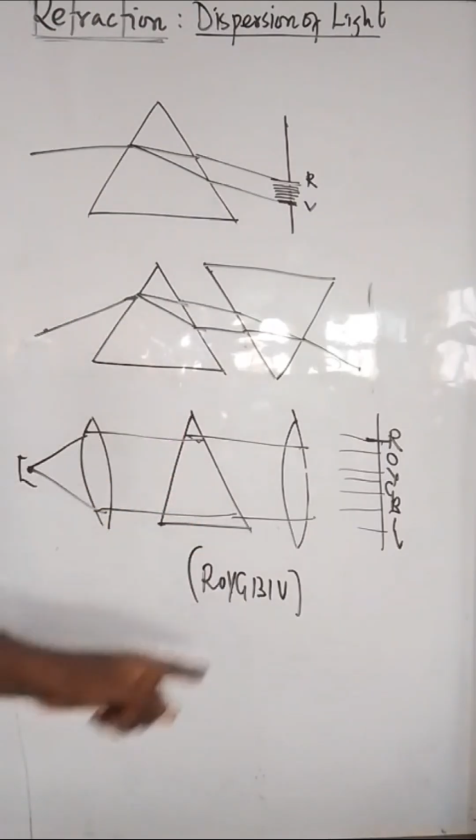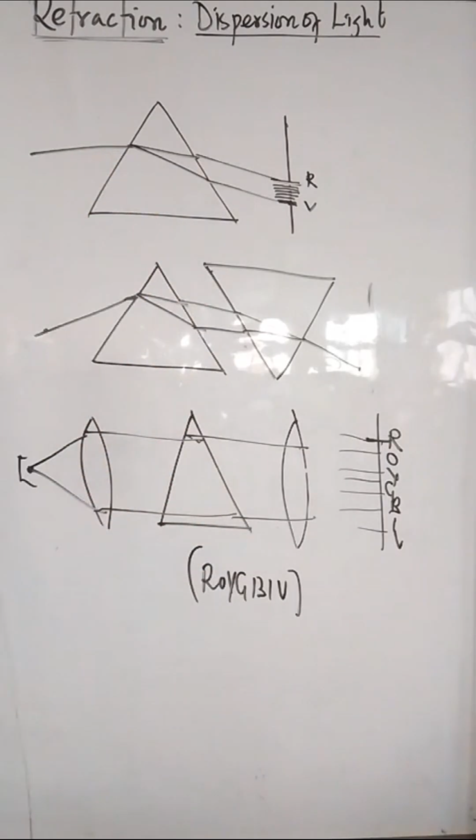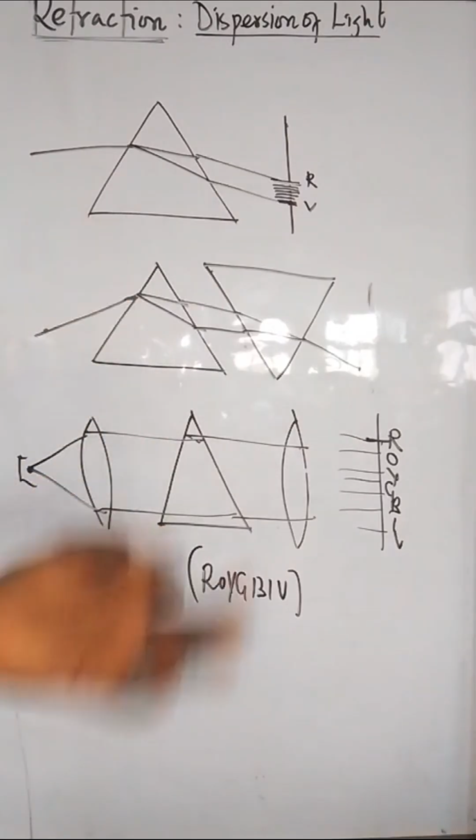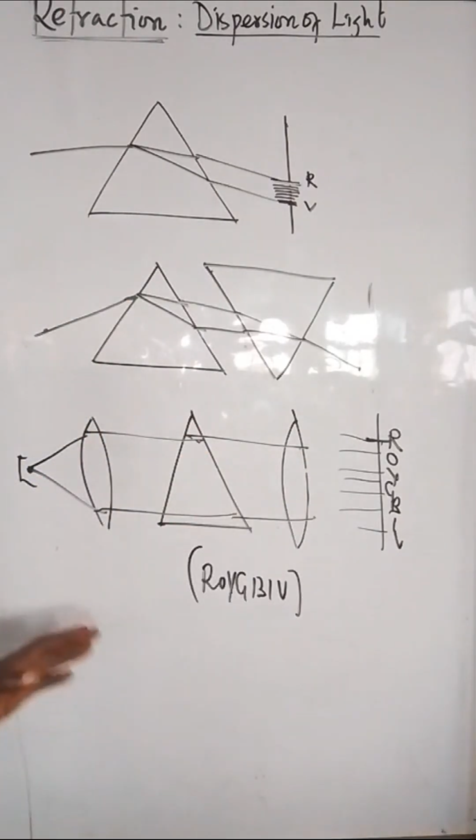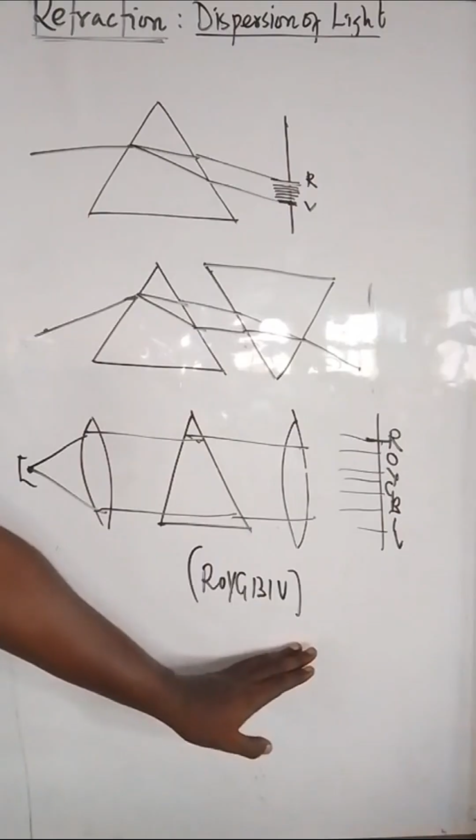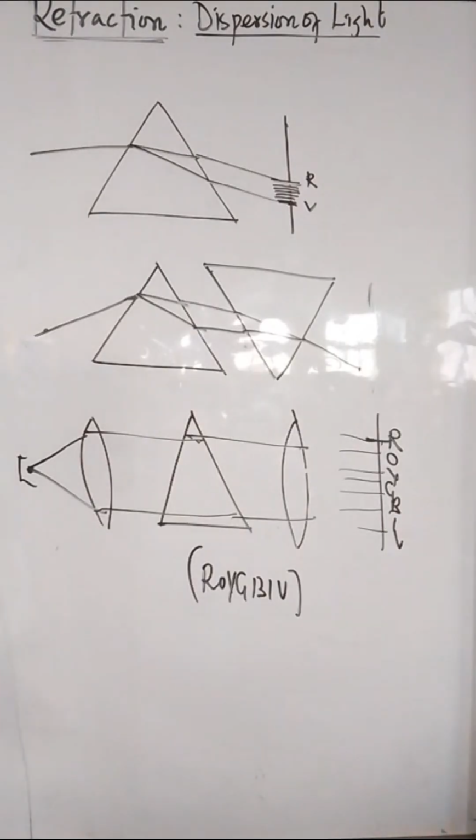But they travel at different speeds, and they all have different what? Wavelengths. So for every spectrum, we can assign a particular wavelength to them. These are called what? Dispersion. Dispersion can also occur in nature.